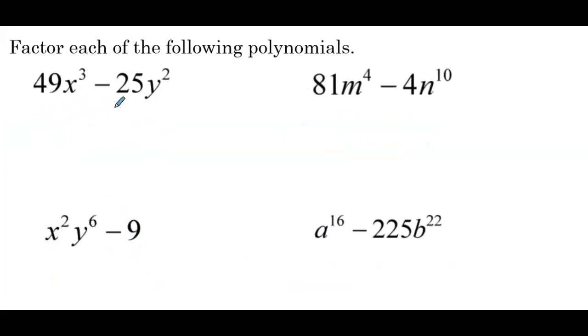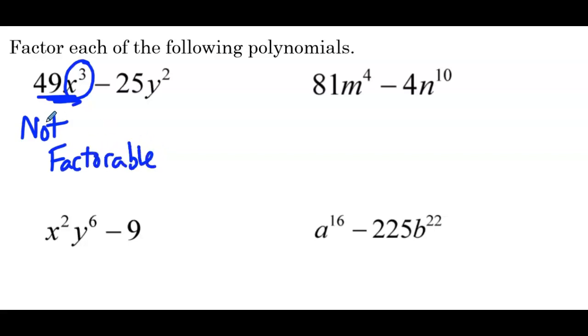49x cubed minus 25y squared. So what I notice about this first term, in particular the x portion, is I have x cubed. And x cubed is not a perfect square. So if I don't have perfect square terms, I cannot factor using the difference of two squares. So this is not factorable, at least with the difference of two squares. Now it's actually not factorable at all. We don't have all of our methods learned yet.